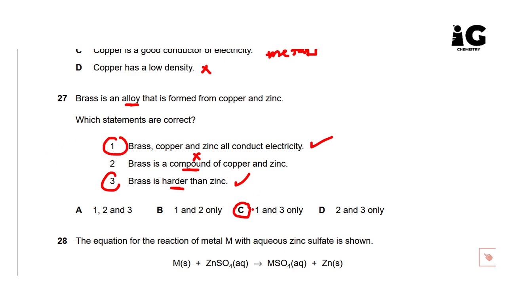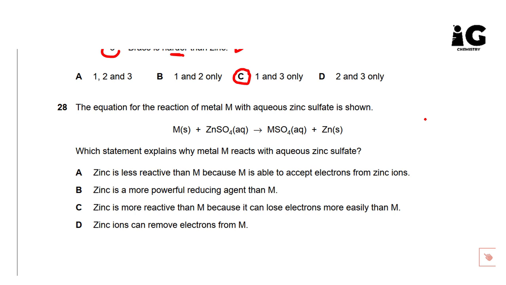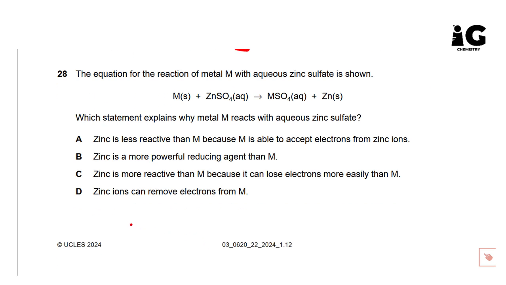So this is C. 28, the equation for the reaction of metal M with aqueous zinc sulfate is shown. Which statement explains why metal M reacts with aqueous zinc sulfate? Actually guys, we need to work out what happens. Before the reaction it was M, and after the reaction this is MSO4. So it means M becomes M2+ plus 2 electrons. So what happens to M here is oxidation, by losing electrons, and M itself is a reducing agent.